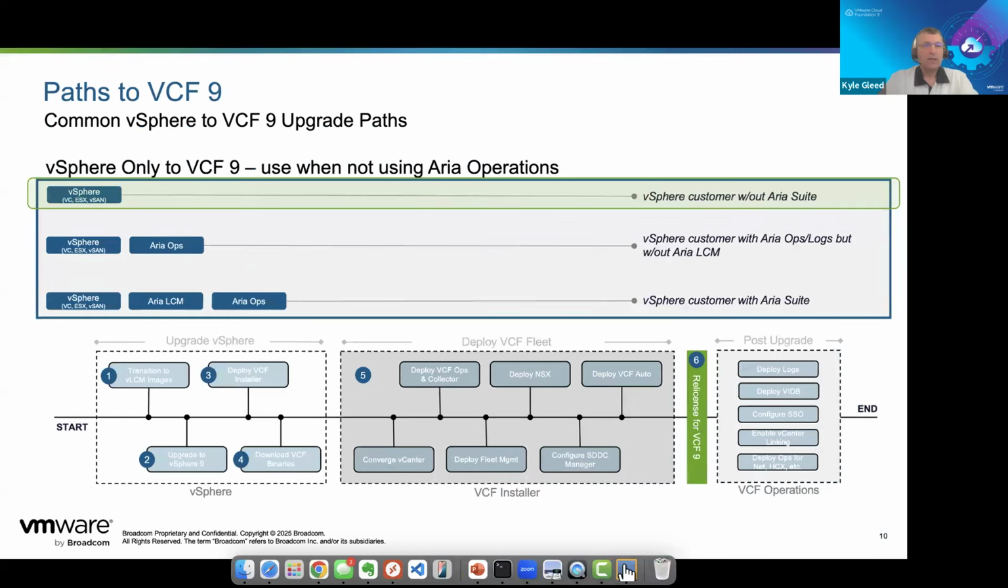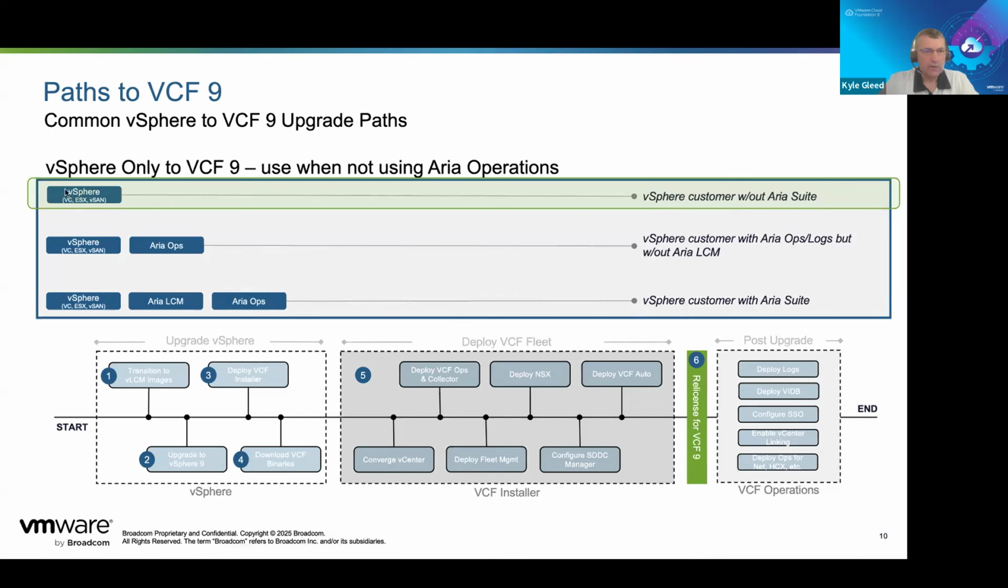All right, so here are some of the high-level paths to VCF9. I'm going to go through this relatively quickly, but my intent is to just show at a high level the process to go through. So here, what you'll see is I have 3 scenarios we're going to go through. The first scenario, I have a vSphere environment with no ARIA suite components. Then I have a vSphere environment with ARIA operations and a vSphere environment with the ARIA LCM and operations. So just kind of mimicking the flow chart I had here.